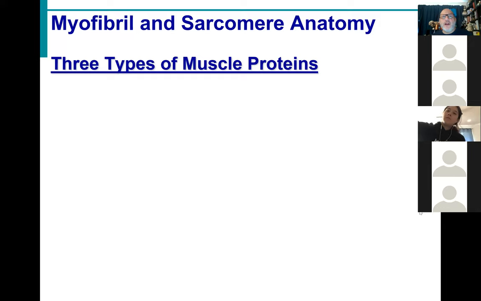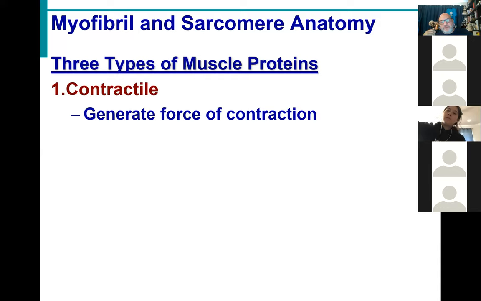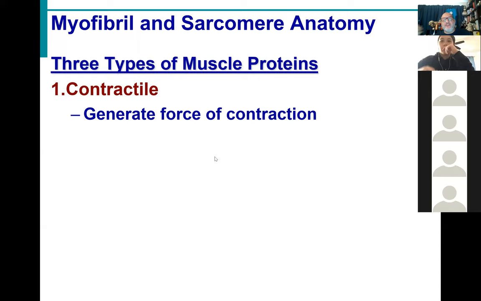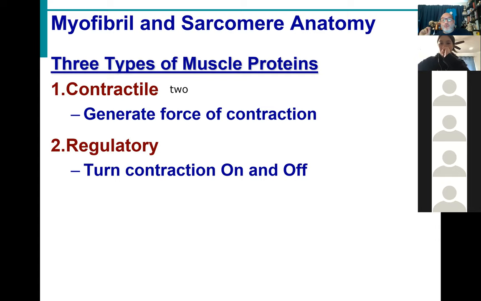Excellent. So as I mentioned, there are three main types of myofilaments that we need to be responsible for. As we said, they're the contractile proteins. These are the ones that generate the force of the contraction. And as we will learn, there are two of these that we need to know. There are regulatory proteins, either ones that turn the contraction on and off. And as it turns out, there are two of these that we need to know.